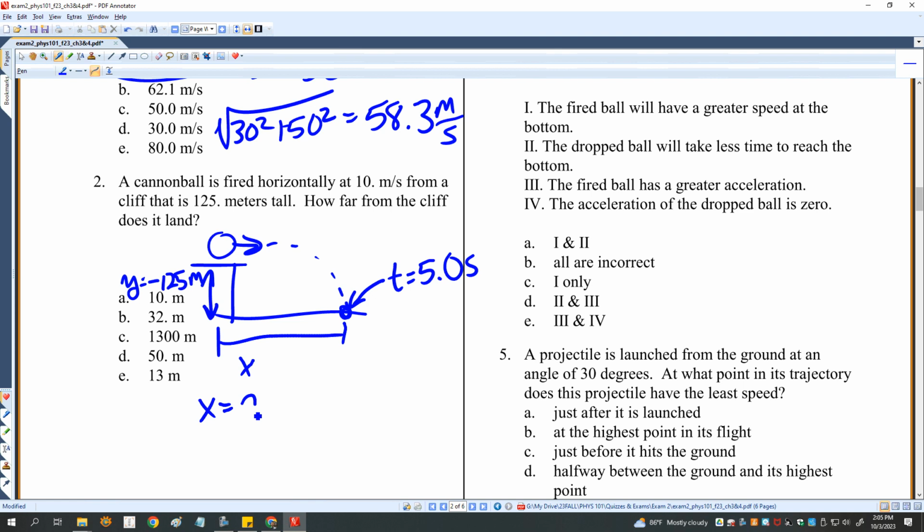So x is equal to vx times t. This is 10 meters per second. That's the initial velocity, but that's also the velocity in the x direction. So it's going to be 10 meters per second times 5 seconds, or 50 meters.